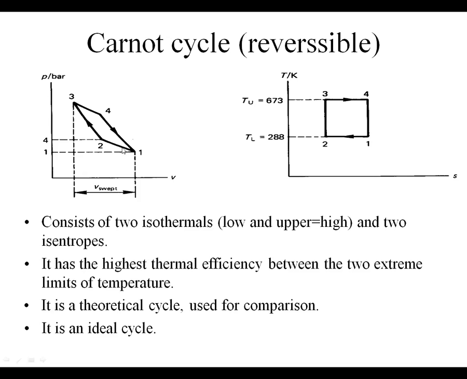And here is the same. These 1, 2 and 3, 4 are the isothermals, and 2, 3 and 4, 1 are the isentropes that are reversible adiabatic processes. So you must know it, let's say it is basic knowledge to know the Carnot cycle. This is the engine Carnot cycle. Yes, it is the cycle with the highest thermal efficiency when it runs between the two extreme limits of temperature.